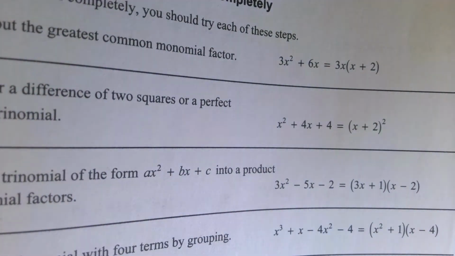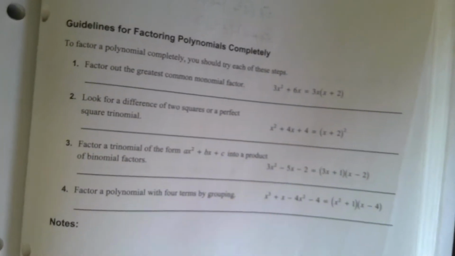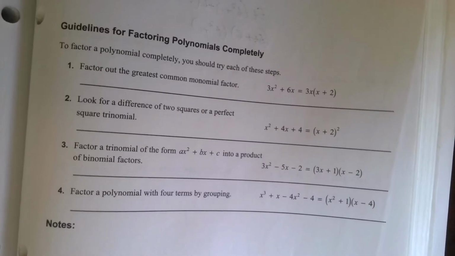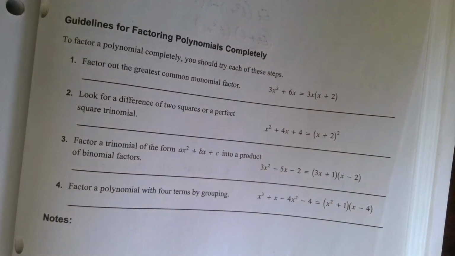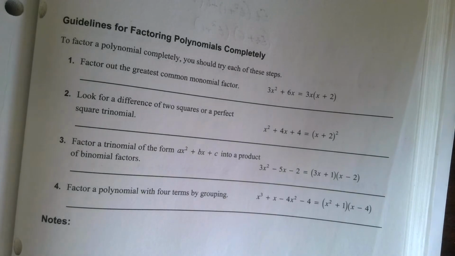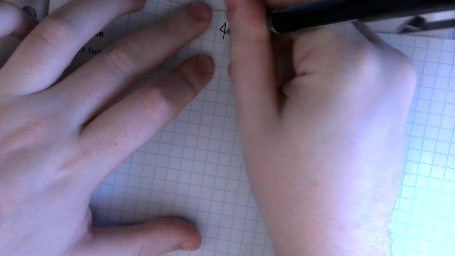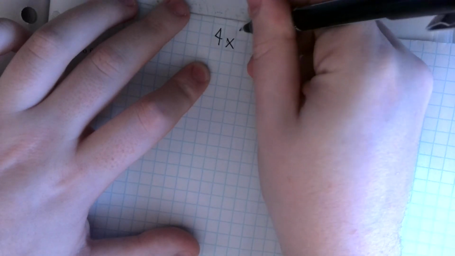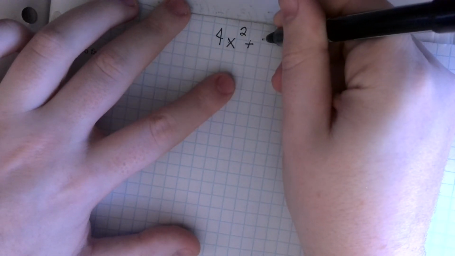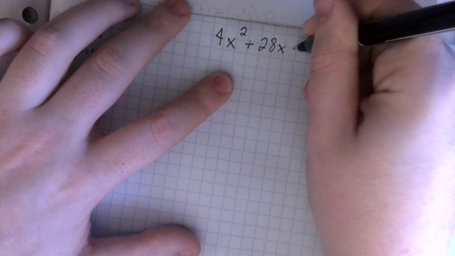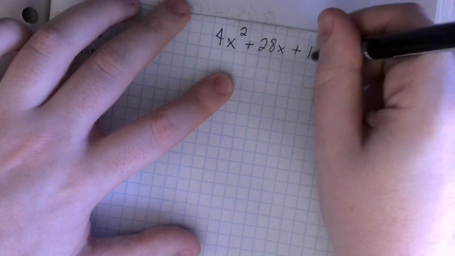Now, when we finish a problem, we want to make absolutely certain that we are done with the problem. There's nothing else we need to do. For instance, let's say I gave you the following problem. Let's say I gave you this: 4x squared plus, let's do 28x plus 48.